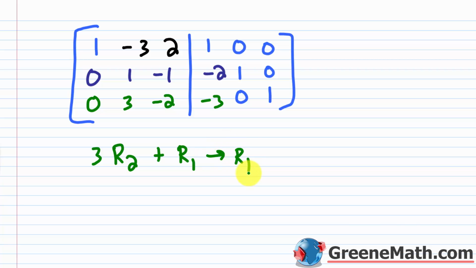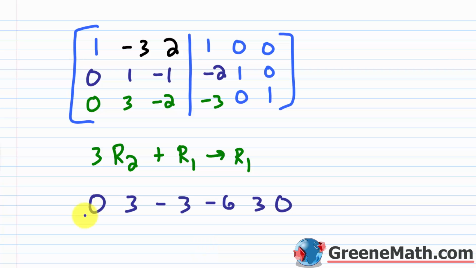All right, so let me multiply everything by 3. 0 times 3 is 0, and then 1 times 3 is 3, and then 3 times -1 is -3. 3 times -2 is -6. 3 times 1 is 3. And then 3 times 0 is 0.